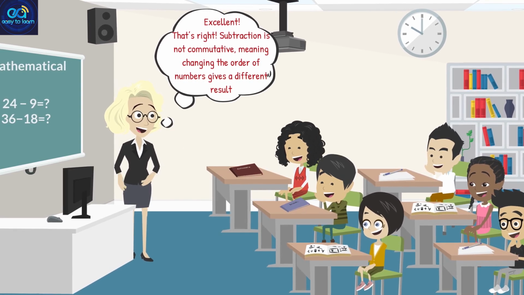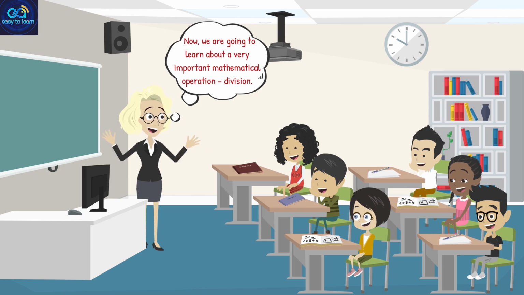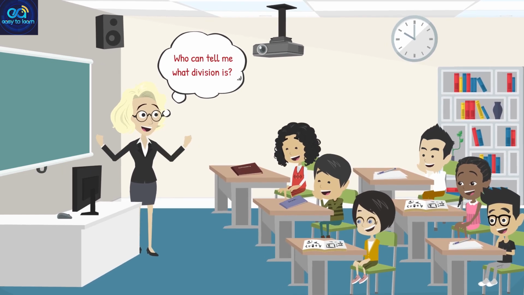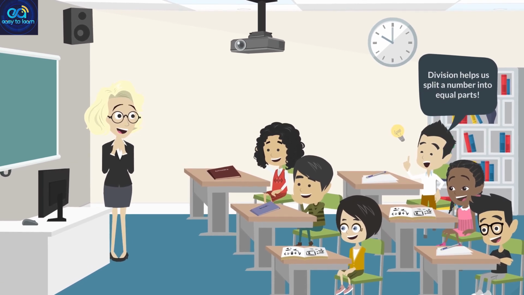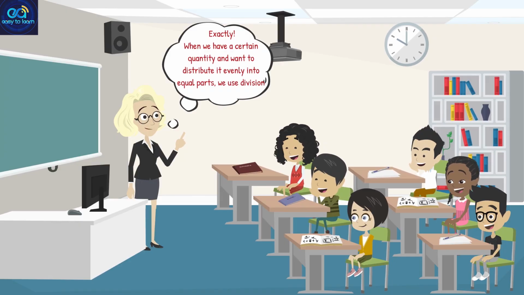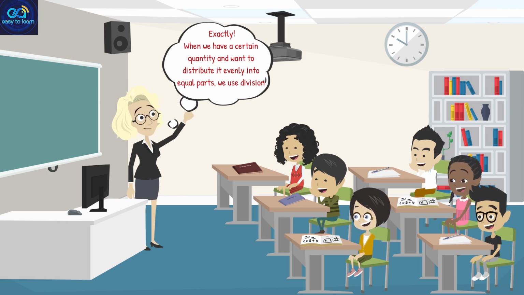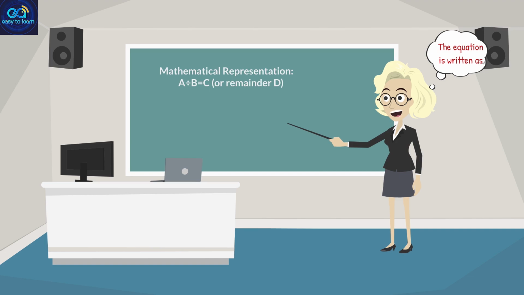Now, we are going to learn about a very important mathematical operation. Who can tell me what division is? Division helps us split a number into equal parts. Exactly. When we have a certain quantity and want to distribute it evenly into equal parts, we use division. The equation is written as A divided by B equal to C.